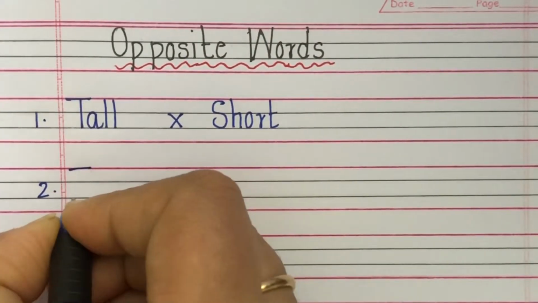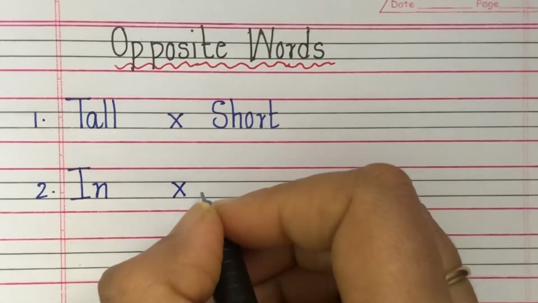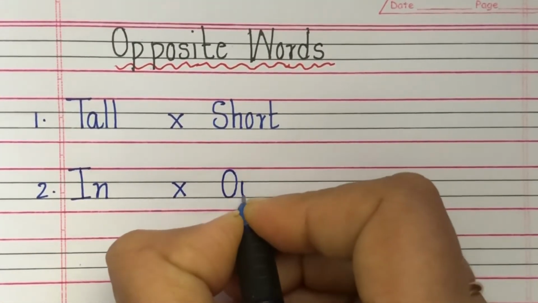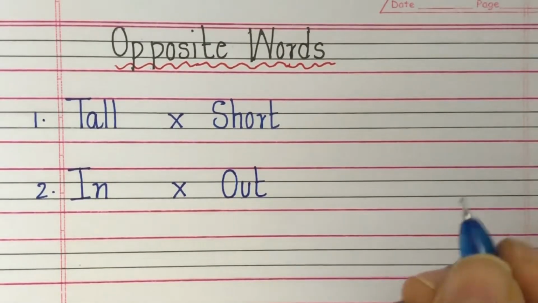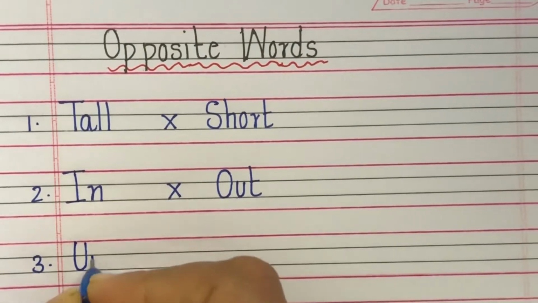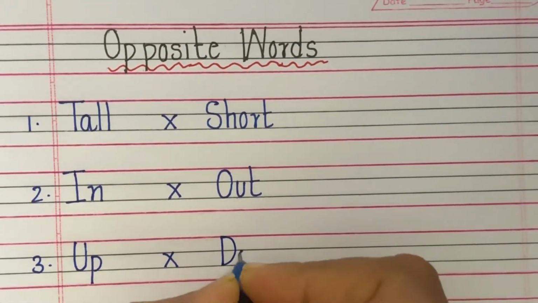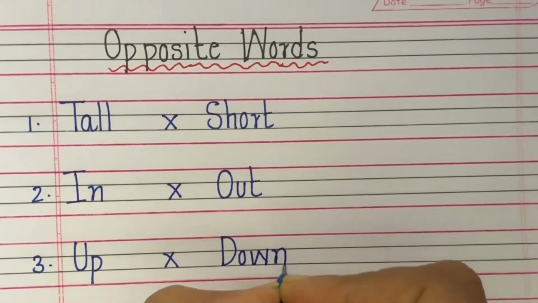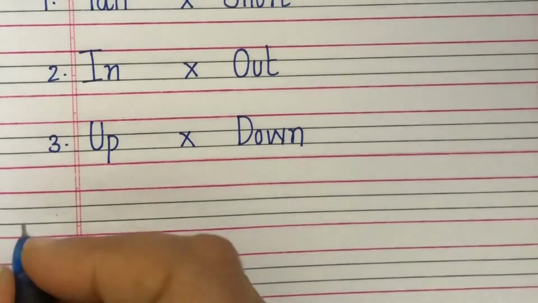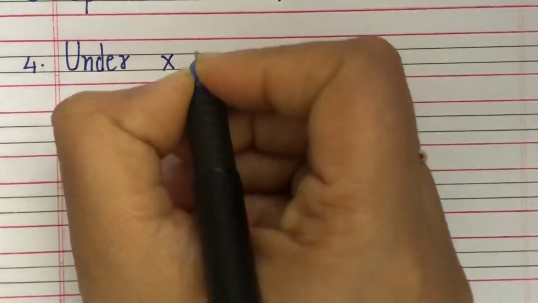Second word is in. Opposite of in is out, O-U-T, out. Third word is up. Opposite of up is down, D-O-W-N, down. Fourth word is under, U-N-D-E-R, under. Opposite of under is over, O-V-E-R, over.